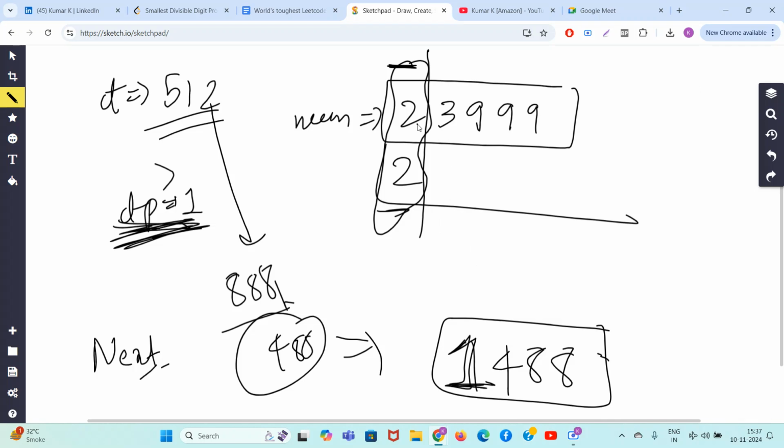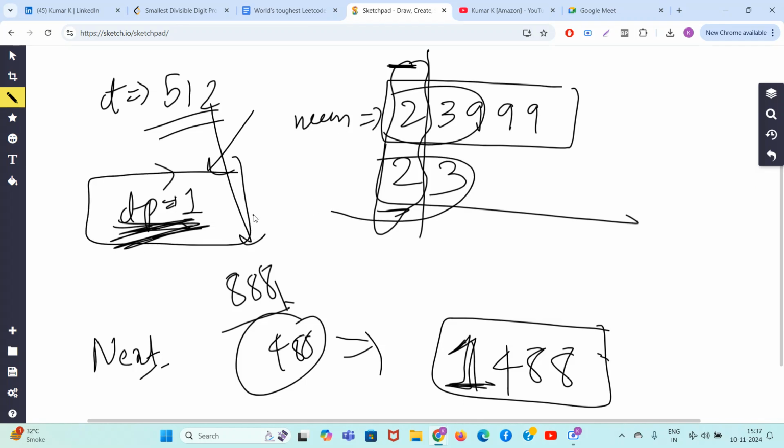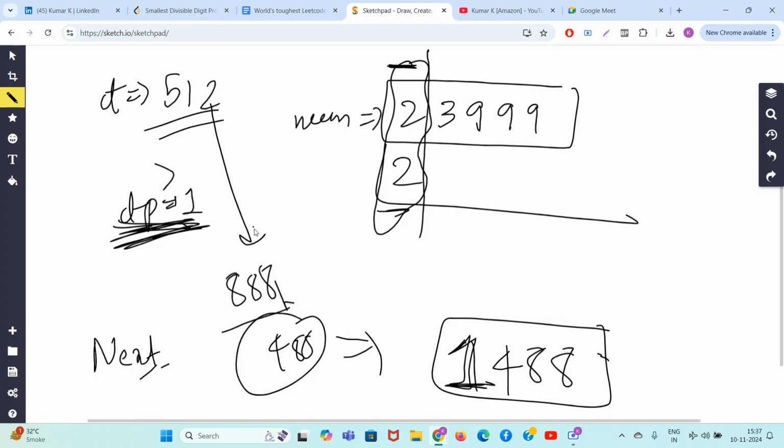I hope you understand why we cannot use a 3 there, okay? Because if you were able to use a 3 here, then this would be 2 prefix matching, but your algorithm said that only 1 prefix matching is possible.